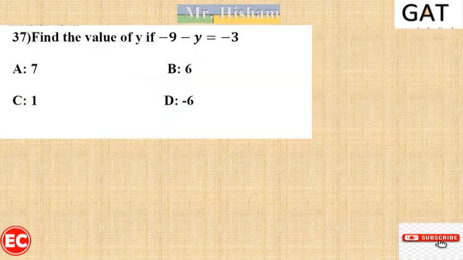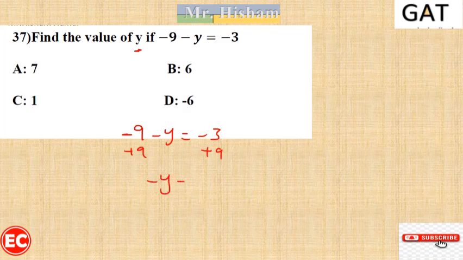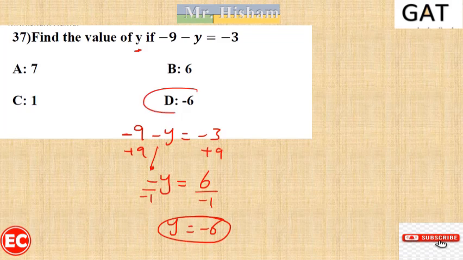Question number 37. Find the value of y if negative 9 minus y is equal to negative 3. Adding 9 to the left and right, negative y, and don't forget that, is equal to 6. If negative y is equal to 6, you divide both sides by negative 1, so y is equal to negative 6. Or if you multiply left and right by negative 1, y is equal to negative 6. So the right answer is D.